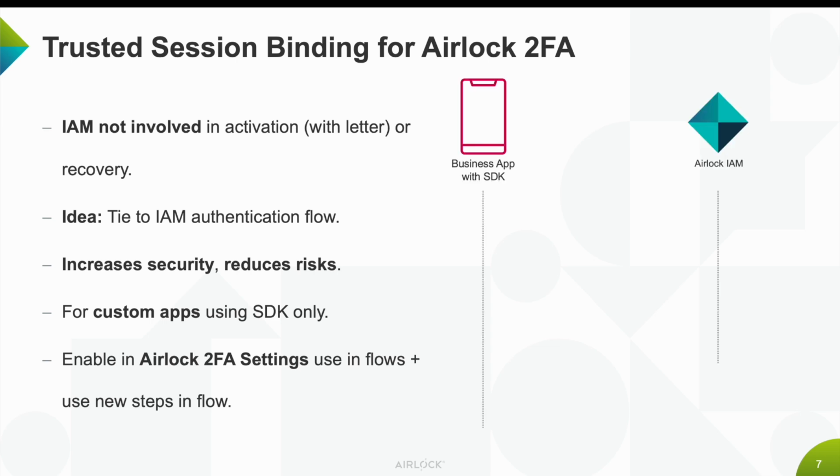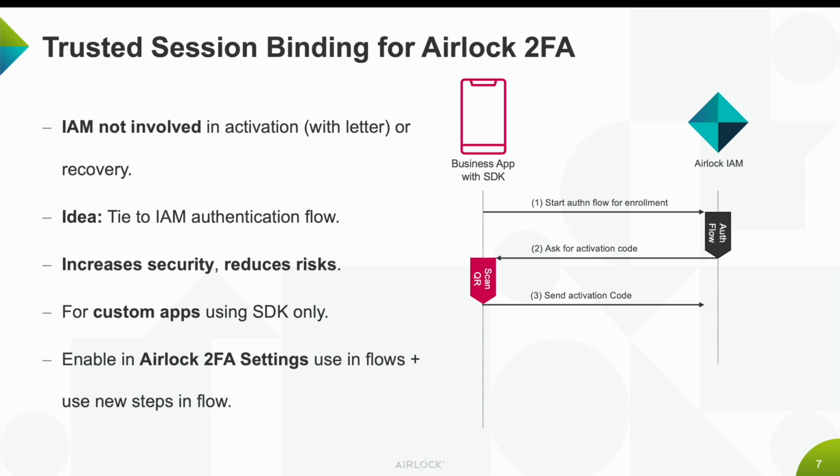So on the left side, you see a business app, for example, an e-banking app using the SDK. And on the right side, there is Airlock IAM. So in this example, we're going to show how to enroll the app using a QR code letter, but only for users that were able to authenticate themselves before enrolling. So the app just starts an authentication flow that has been set up for this purpose.